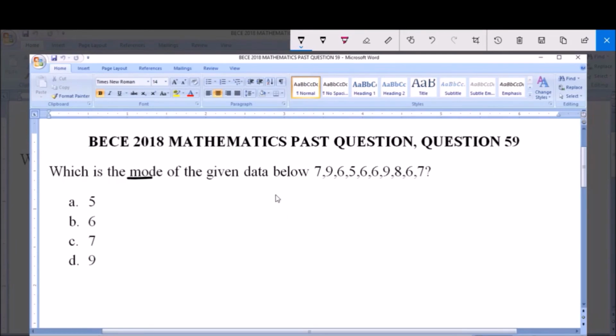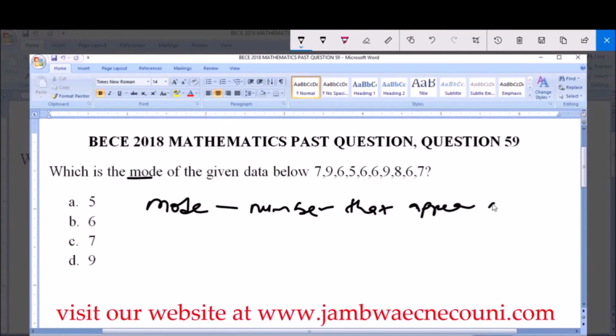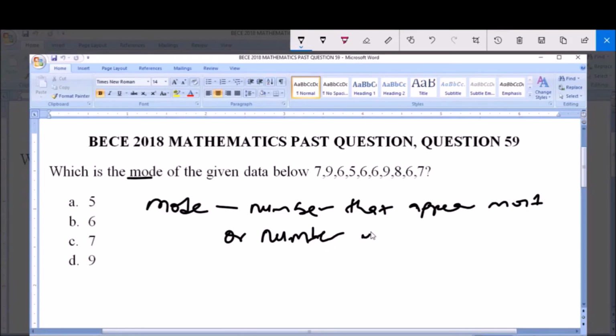Now mode here simply means the number in the data with the most appearance, that is the number that appears most. Or you can simply say the number with highest frequency will give us the mode. Now we have numbers starting from 5 to 9. Let's list out these numbers: 5, 6, 7, 8, 9.